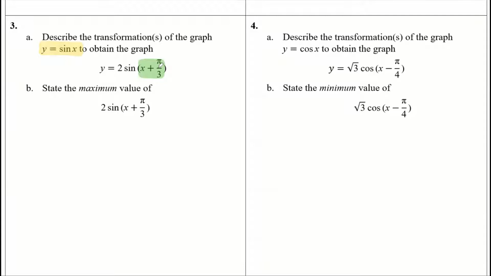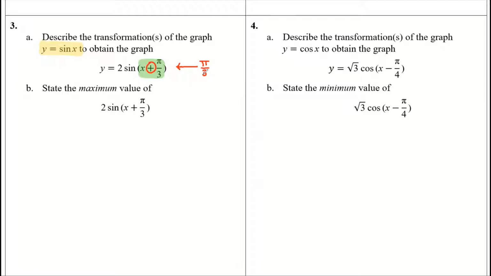Now we have that rule, don't we, inside opposite. So just as a shorthand, before we write this properly, I can tell that because I'm adding here, although it's counterintuitive, it means I'm going to be doing a shift in that direction by pi over 3, okay, to the sine graph, to the graph y equals sine x. So that's the first thing to notice.